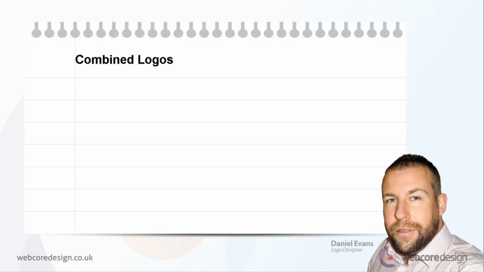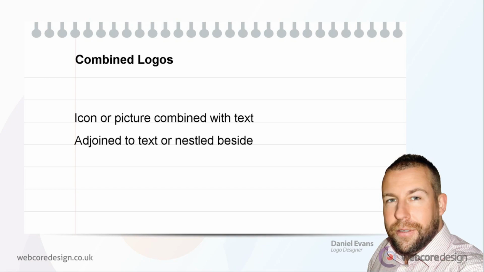Combined logos feature an icon or picture combined with the text. The icon or picture is adjoined to the text or nestled beside. They may be separated depending on the design. I'm about to show you some combined logos of my own and an explanation of each.